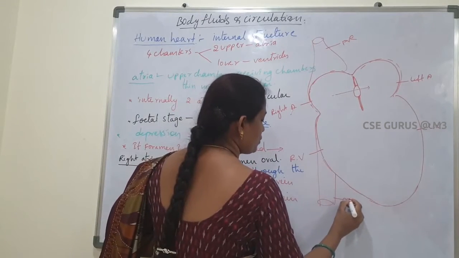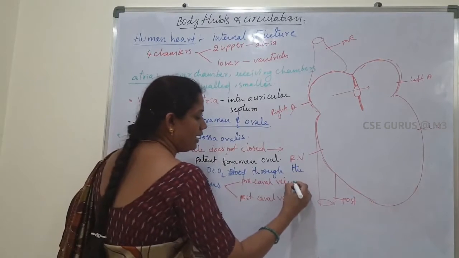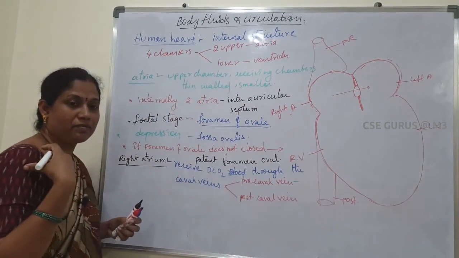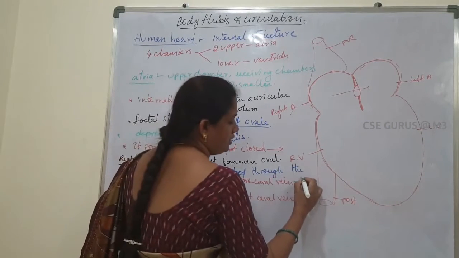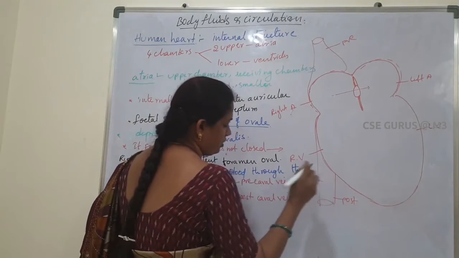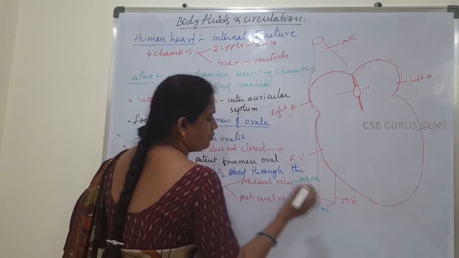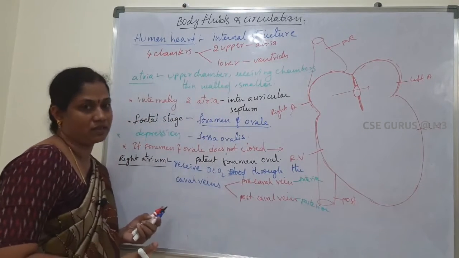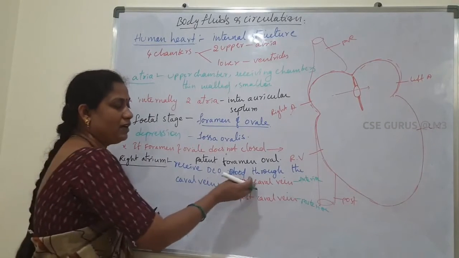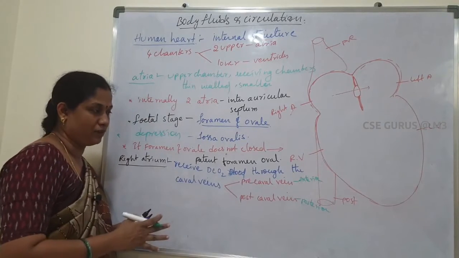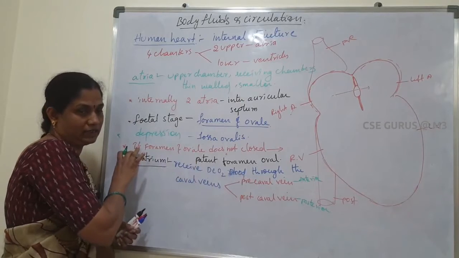So this one is postcaval vein. The precaval vein collects the blood from the anterior part of the body. Anterior part means head, our hands and thorax region. The postcaval vein collects the blood from the posterior part. Posterior part means abdomen and our legs. So from the abdomen and legs, blood is collected by the postcaval vein. So these caval veins open into the right atrium.